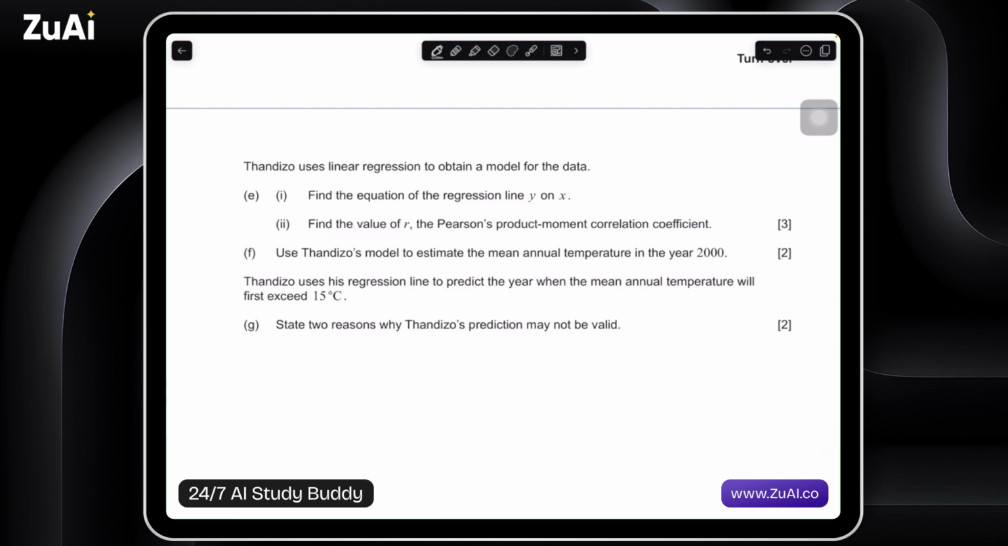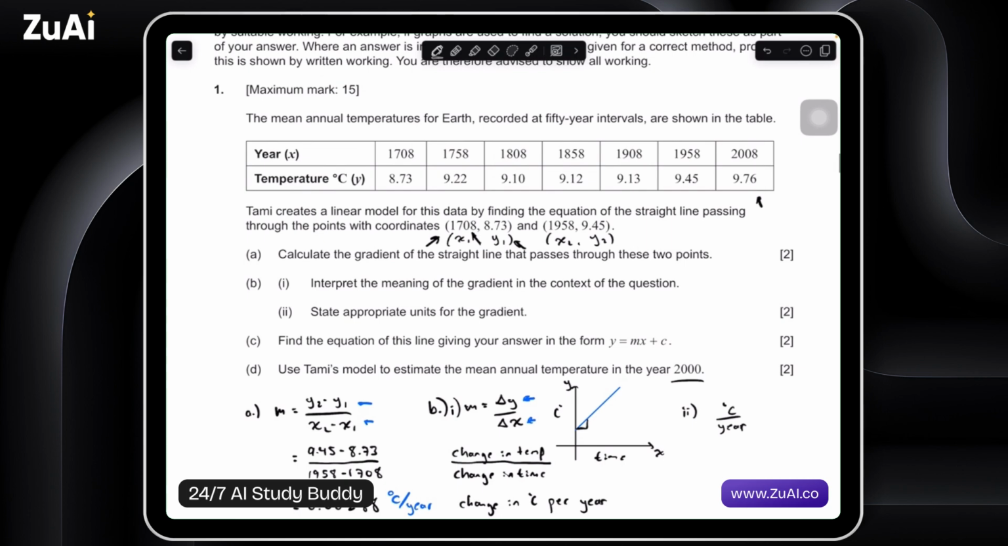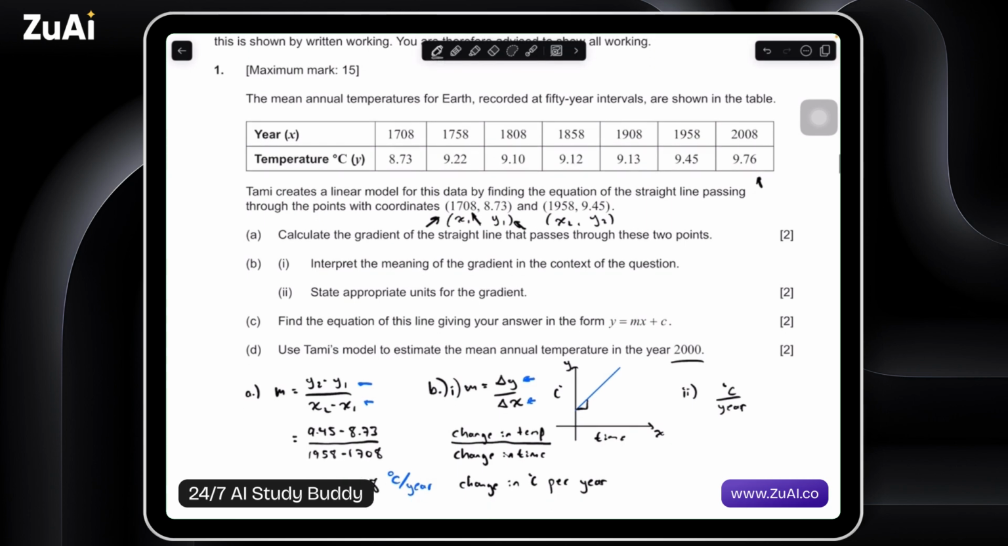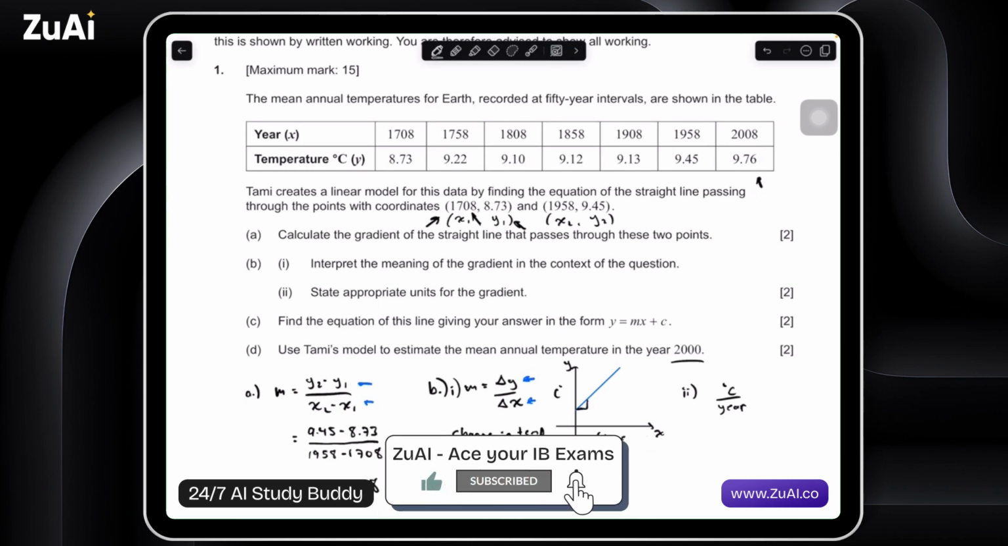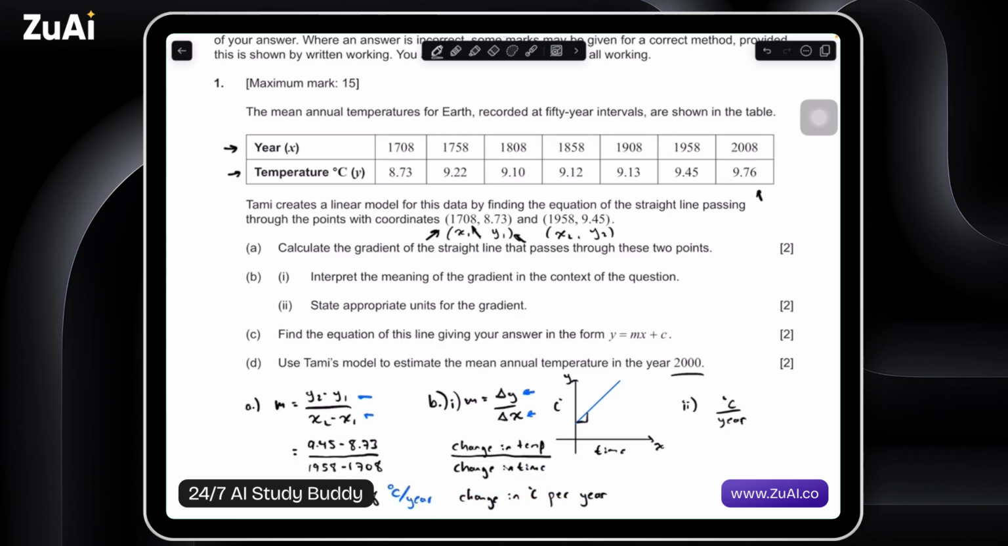Thandiso uses linear regression to obtain a model for the data. So really what we have, and often one of the challenges with paper 2 is interpreting what it's asking. So this question doesn't seem too bad, but when it's seen all at once as a 15-mark question, it's sometimes a little difficult to see what a question is asking. And in this case, the whole question can be broken down, at least I think, into two parts. That is to say, there's two individuals, Tami and Thandiso, trying to create a model to map, or to create an equation that maps a year to a given temperature, that relates these two variables.